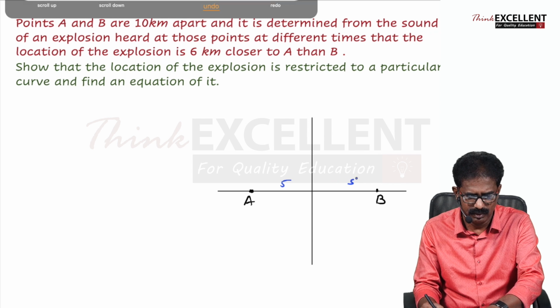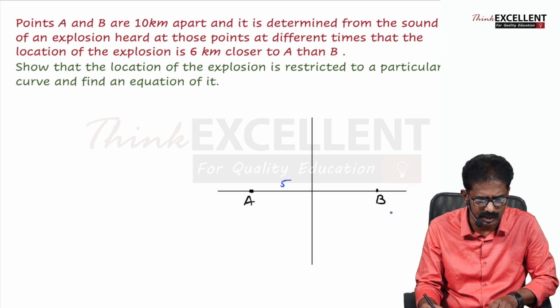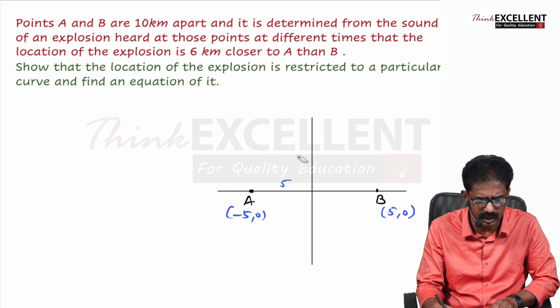But the right side point you take as plus 5, the left side you take as minus 5. Okay, so this is 5 comma 0, and this is minus 5 comma 0. So the distance between them, those two are the fixed points.